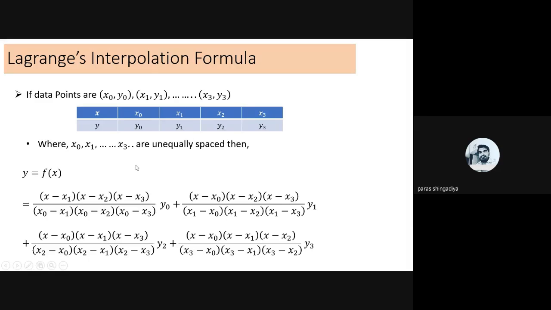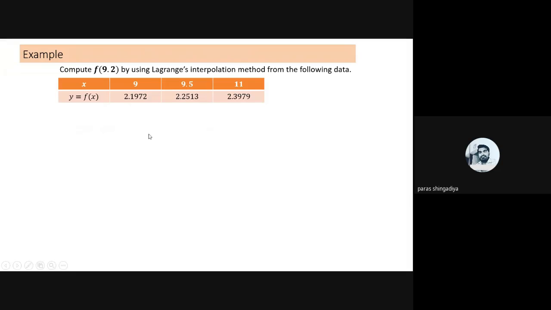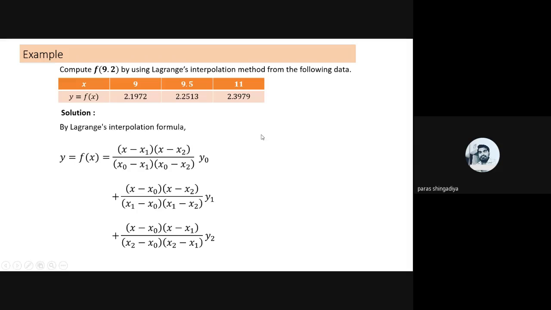Okay, and then after we used it in one or two examples. The first example we completed in the last lecture: find f of 9.2 by using the Lagrange interpolation method. For the given data, first we'll define the formula, and after that we'll replace the value 9.2, that is x.